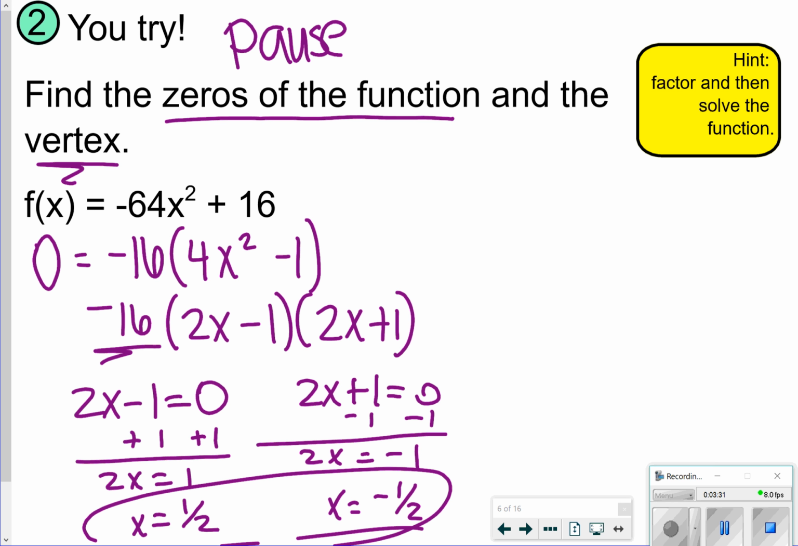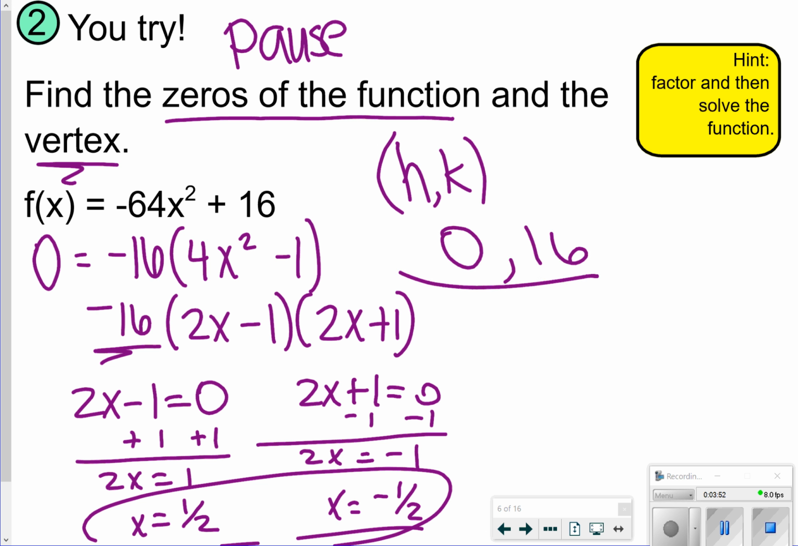One thing you can look for is your vertex. One way you can find your vertex is just to see what k is, because remember, in vertex form we have h comma k, and technically this is almost in vertex form. So your vertex here would be 0, comma 16. There's no h, and the k is 16.